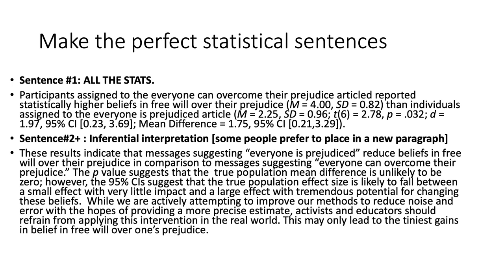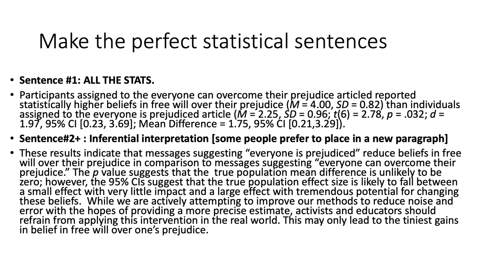If your intervention doesn't work, you can say do not indicate. The p-value suggests that the true population mean difference is unlikely to be 0. However, the 95% confidence intervals suggest that the true population effect is likely to fall between a small effect with very little impact and a large effect with tremendous potential for changing these beliefs. While we are actively attempting to improve our methods to reduce noise and error with the hopes of providing a more precise estimate, activists and educators should refrain from applying this intervention in the real world, as it may only lead to the tiniest gains in belief in free will over one's prejudice. Right? I want you to do that.